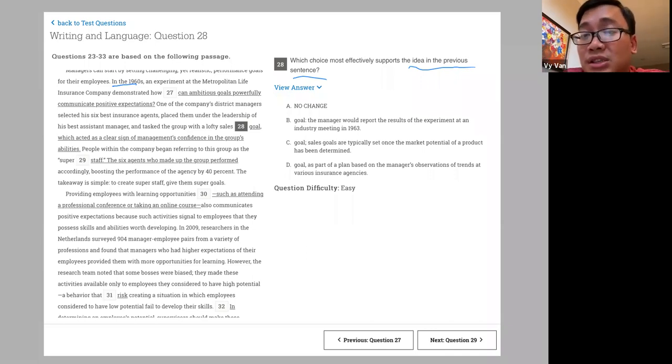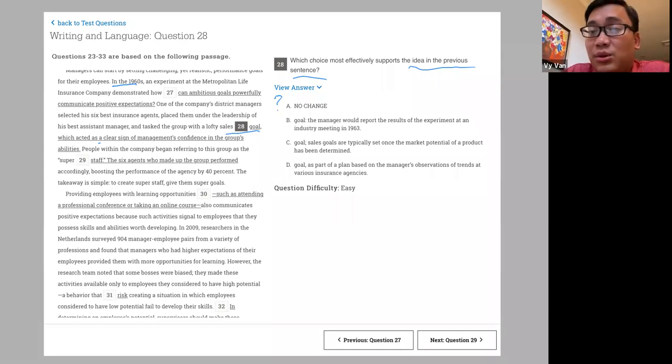One of the company's district managers selected his 6 best insurance agents, placed them under the leadership of his best assistant manager, and tasked the group with a lofty sales goal. Okay, this is A, which acted as a clear sign of management confidence in the group's abilities. So they give them good goals with positive expectations. So they have confidence in the group's abilities. That means they have positive expectations. I think this is right, but I'm not sure. I'm gonna put a question mark there.